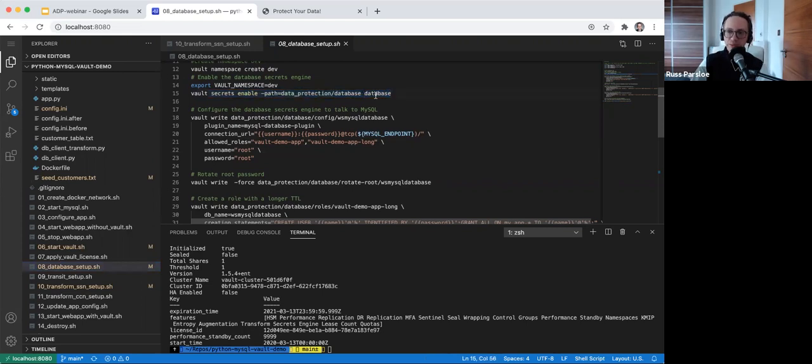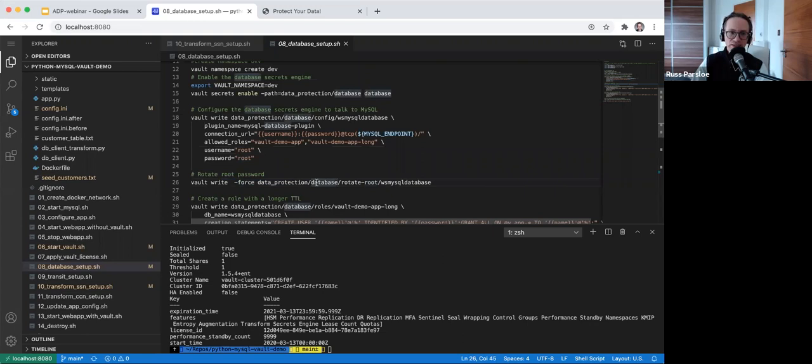So first of all, I enable the database secret engine. Then I provide some configuration to it, which basically says, here is where the database lives. Here is how you connect to the database. You need a username and password to do so. That is not good practice to use root and root, but there's a nice feature of Vault, which is this one on line 26 here.